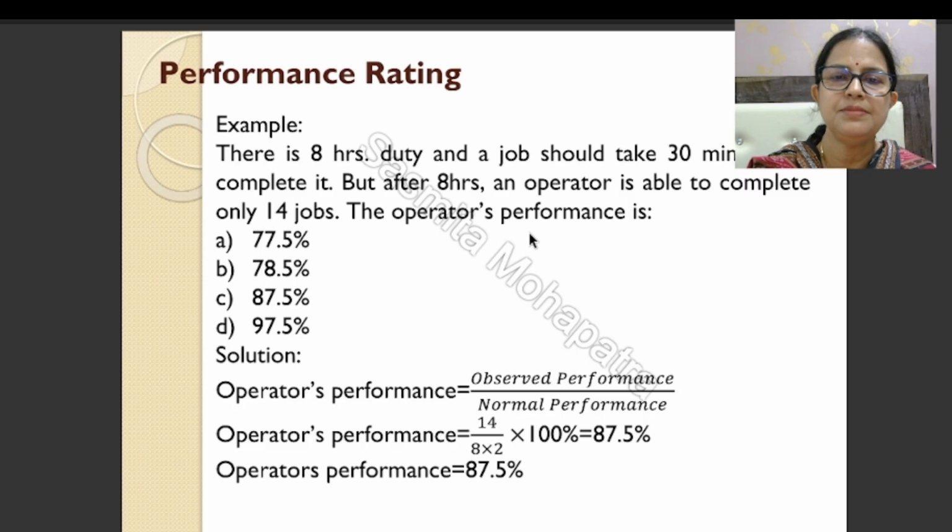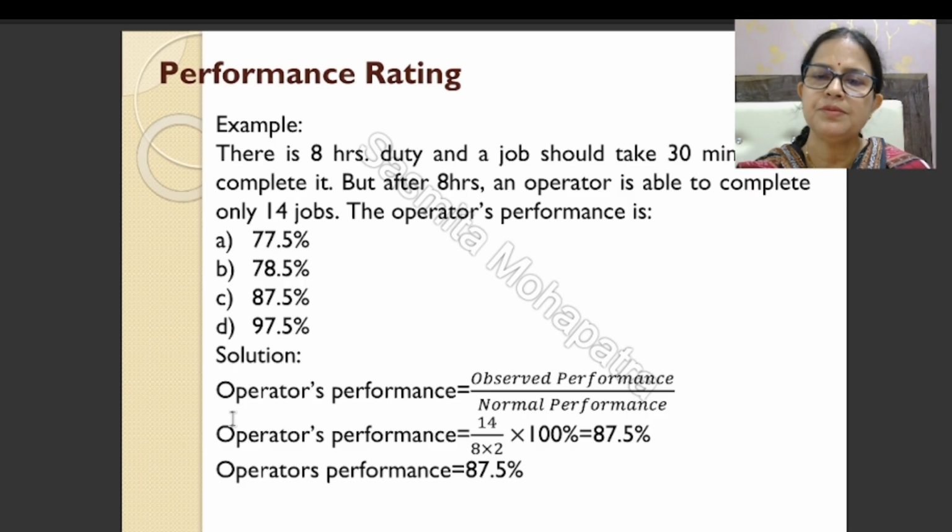So here is one example that may give a clear idea of how performance rating is given. There is an 8-hour duty and a job should take 30 minutes to complete. But after 8 hours, an operator is able to complete only 14 jobs. We need to calculate the operator's performance. We know we have to calculate the efficiency, or the operator's performance, by observed performance divided by normal performance.